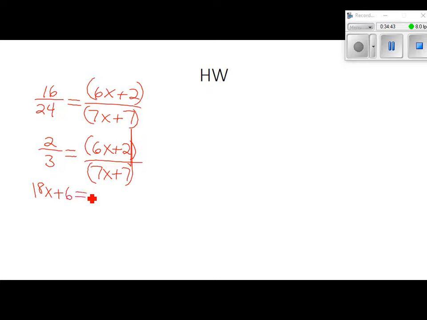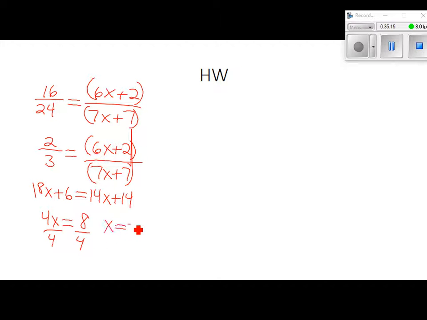18x plus 6 equals 14x plus 14. Subtract 14x on both sides. What's 18x minus 14x? 4x. Move the 14 over the 4x. Let's go ahead and move the 6 over. You move the 6 over, what do you come up with? 8. Divide by 4.